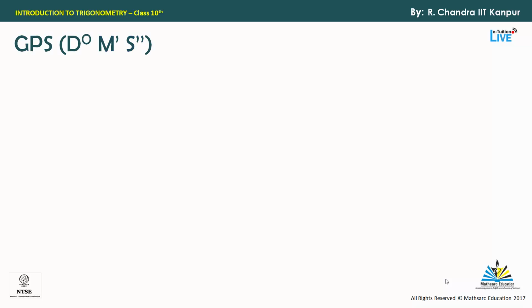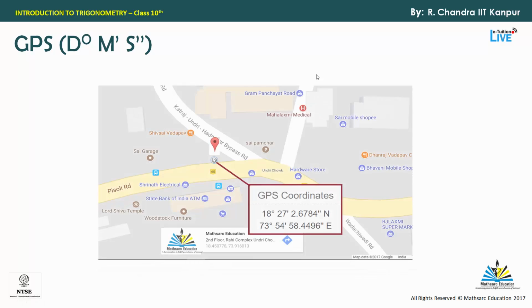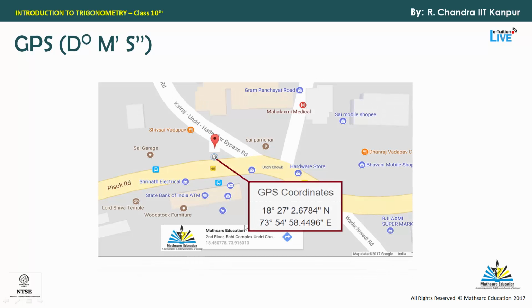Now, where do we use the degree, minute, second system? The perfect example is the GPS system, that is the global positioning system. Here I am showing an image of Mathsarc Education. Here you can see this is the point. Its GPS coordinates are 18 degrees, 27 minutes, 2.6789 seconds, north and east. What are these north and east showing? These are the latitudinal position and this is the longitudinal position.